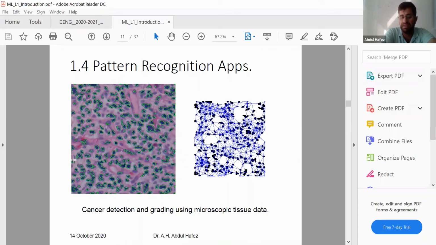It has applications in biochemistry and medicine. For example, here we have two images, one of safe tissue and one of cancer-attacked tissue. So we can teach our computer how to distinguish between these two images.